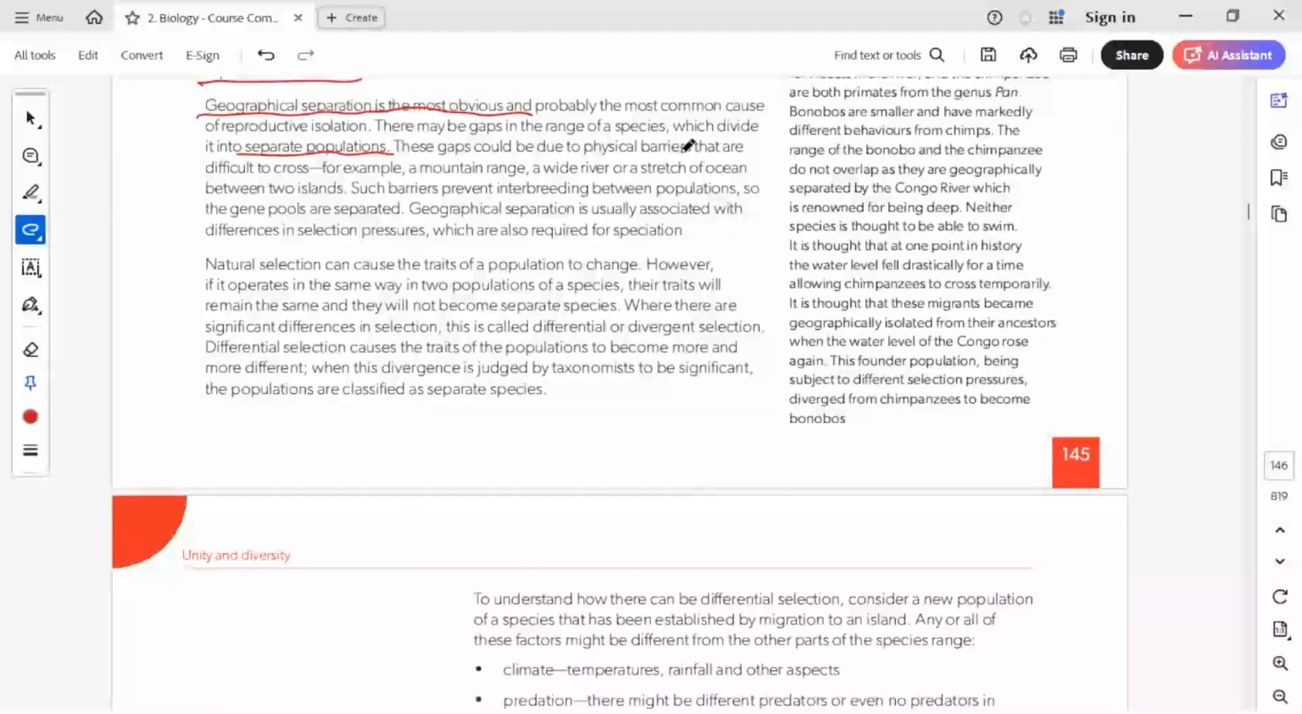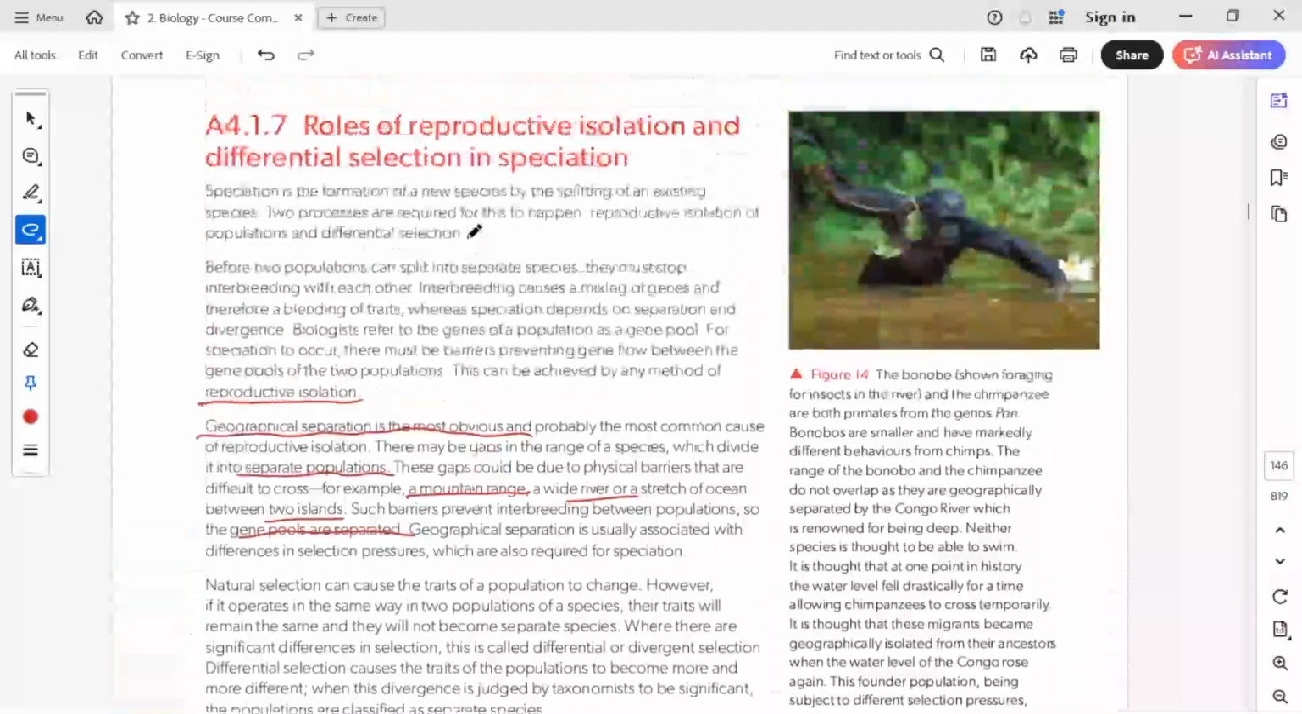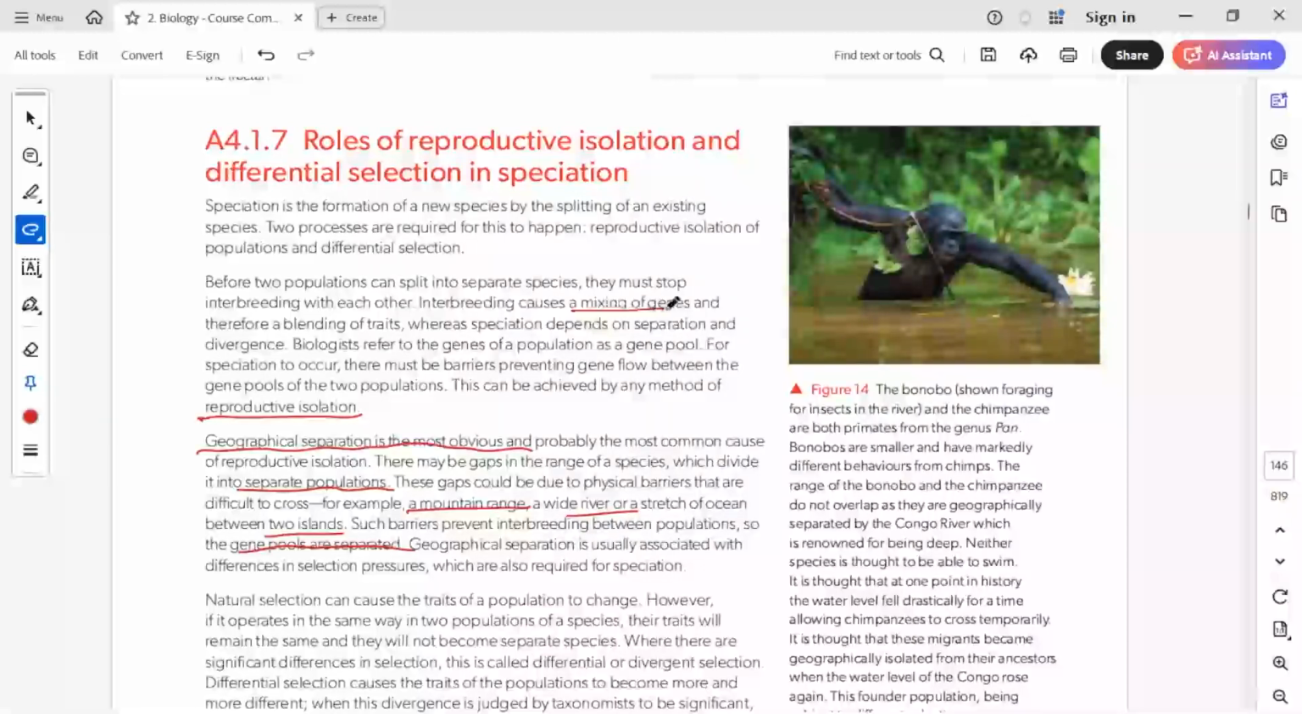Now these gaps could be due to physical barriers that are difficult to cross. For example, a mountain range, a river, or a stretch of ocean between two islands. Such barriers prevent interbreeding between populations, so the gene pools are separated. Due to separation of the gene pools, the mixing of genes cannot happen, and therefore blending of traits cannot happen. So for a species to remain as such, mixing of genes and blending of traits is necessary. Until mixing of genes and blending of traits is taking place, new species will not evolve.